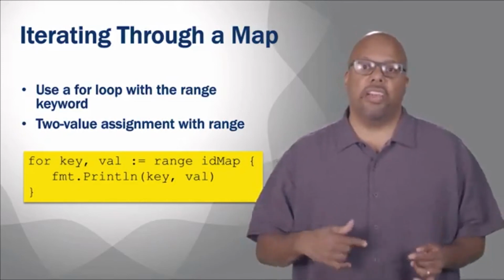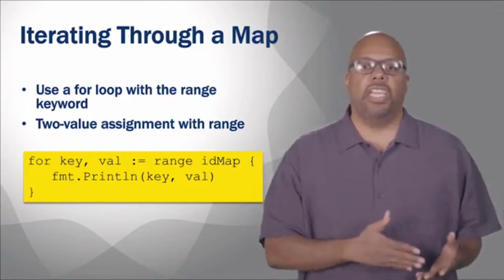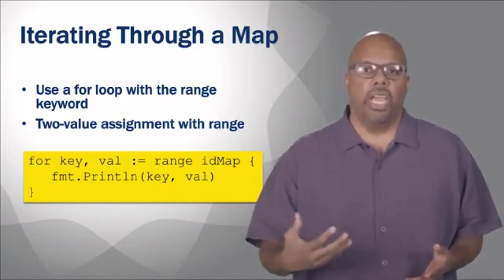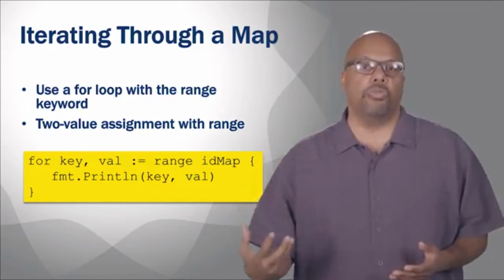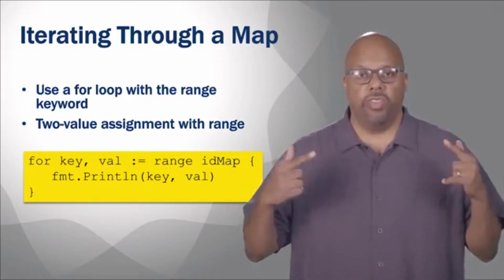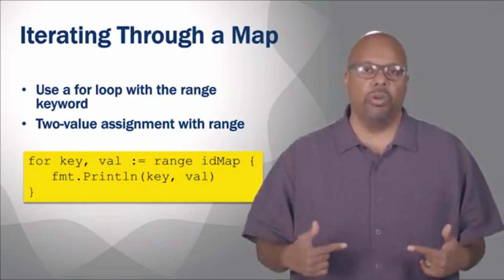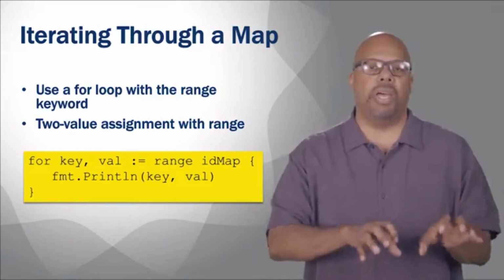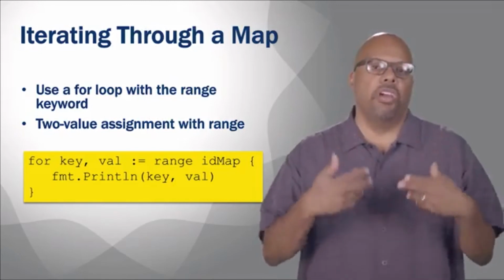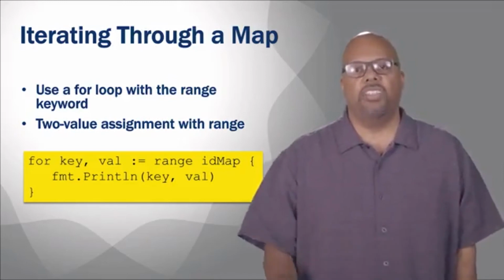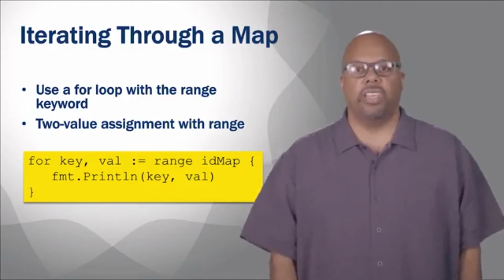So what that does is every pass through the for loop, key is going to be equal to the one key inside the ID map, and val is going to be equal to the corresponding value in the ID map. So in this way, every iteration through the for loop will use one key and one value pair. So key and value will be bound to a different key value pair for every iteration through the for loop, and you'll iterate through the for loop until you've gone through every key value pair inside the ID map.